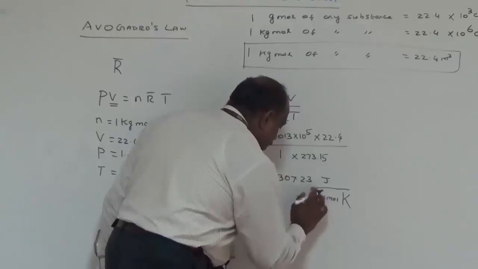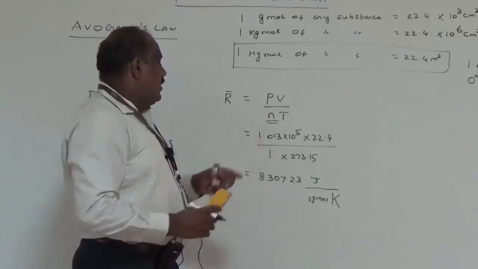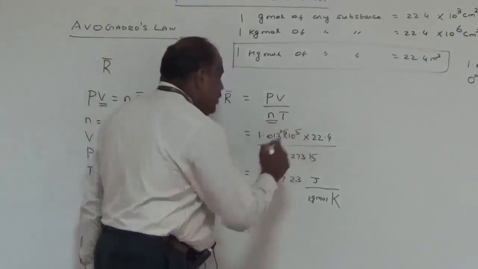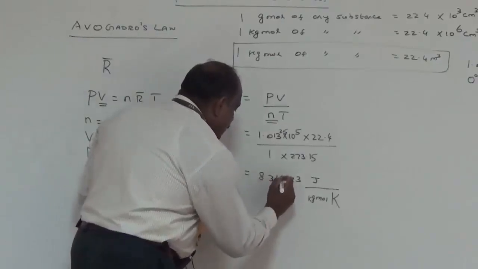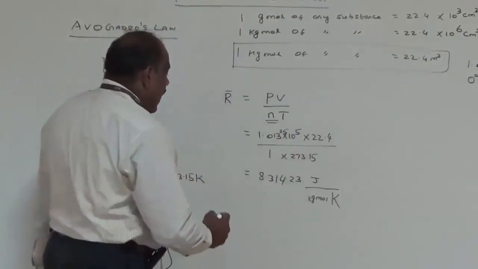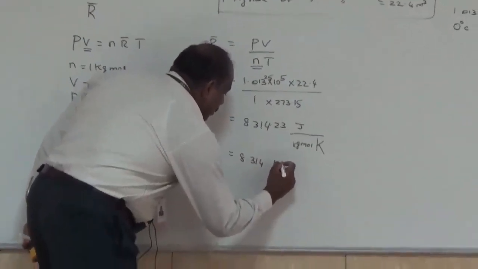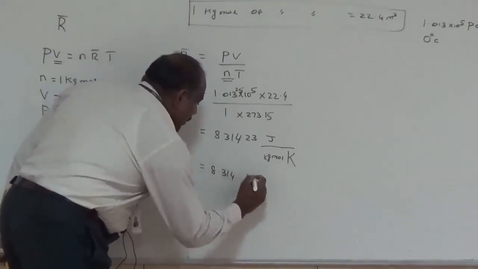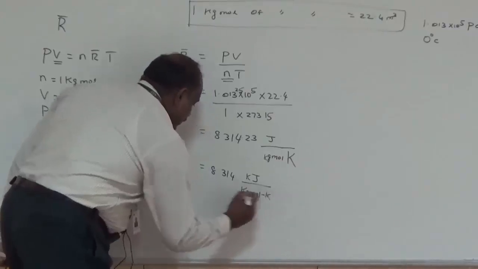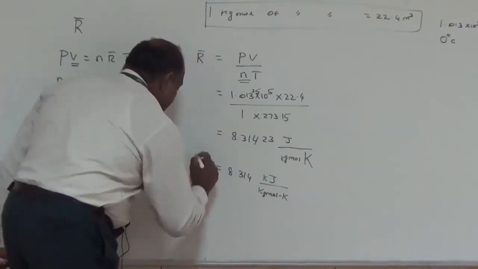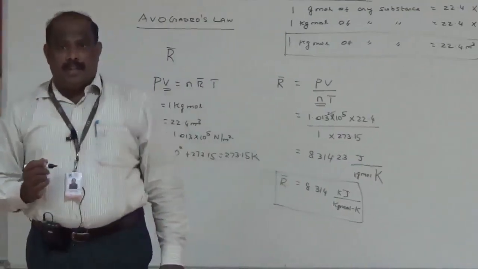Here the k should be small k. And if you take the exact values, instead of 1.013 we can take the exact value like 1.01325, then we will end up with 8314 and some decimal. So the actual value will become 8.314 kilojoule, because I converted the joule into kilojoule by dividing by 1000, per kilogram mole Kelvin. So we are able to find the value of the universal gas constant by applying Avogadro's law.